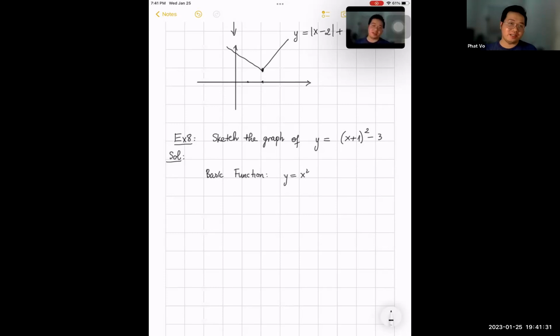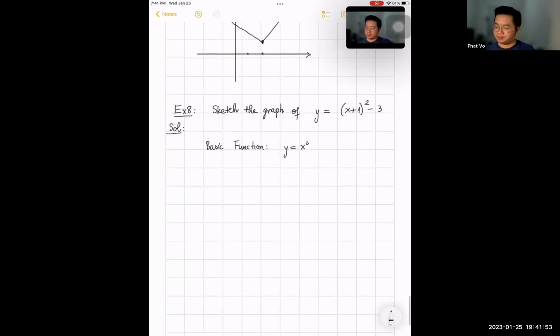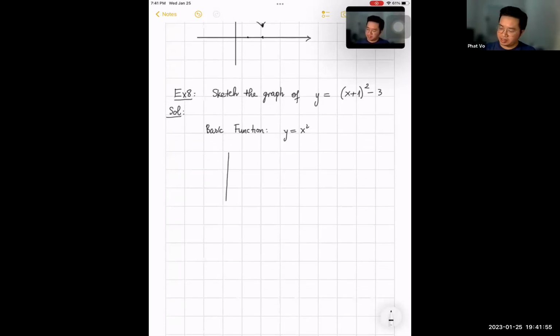The first thing, when you sketch the graph of this function, you need to determine what the basic function is. This basic function is easy and simple, so you can sketch it. It's not difficult for you. And after that, you will use the rules I mentioned previously, so you can sketch the graph. The basic function here is x squared, right? So I will draw it here. It's like this.